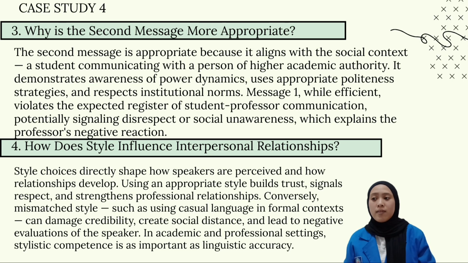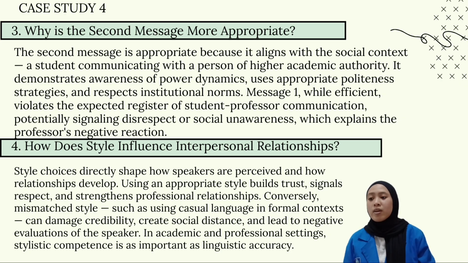The third question is, why is the second message more appropriate? The second message is appropriate because it aligns with the social context: a student communicating with a person of higher academic authority. It demonstrates awareness of power dynamics, uses appropriate politeness strategies, and respects institutional norms. Message 1, while efficient, violates the expected register of student-professor communication, potentially signaling disrespect or social unawareness, which explains the professor's negative reaction.